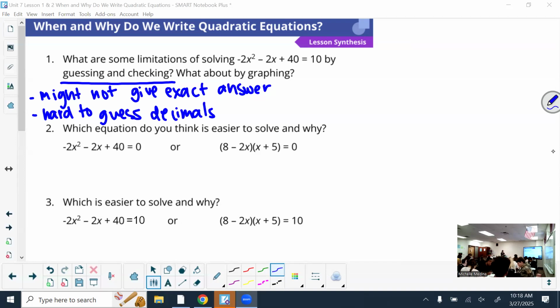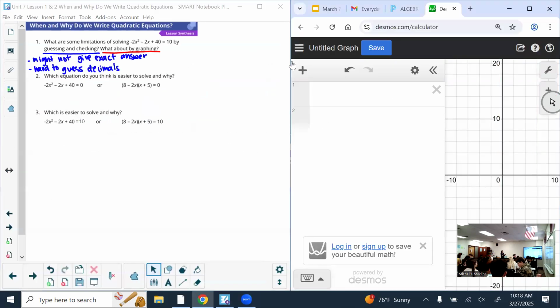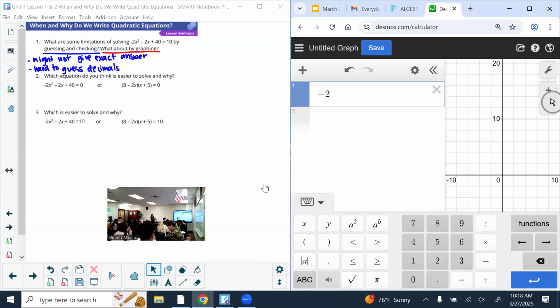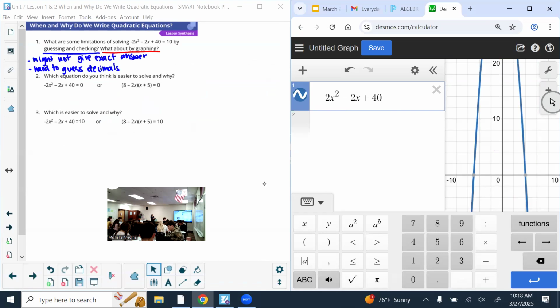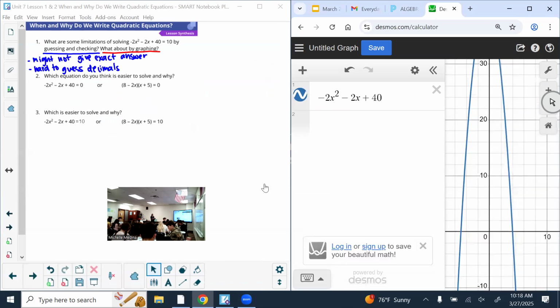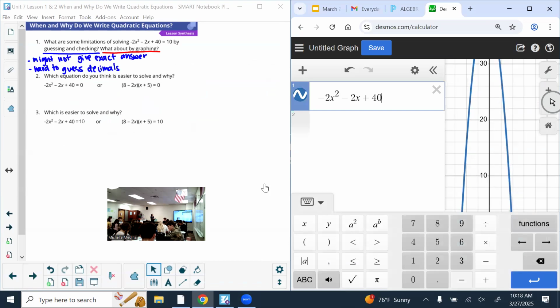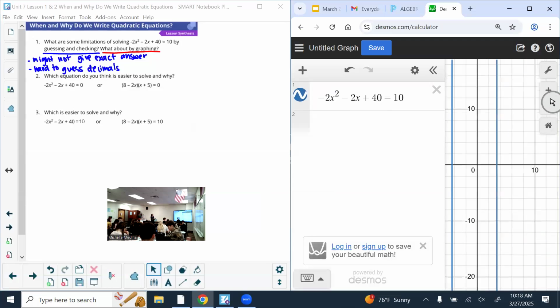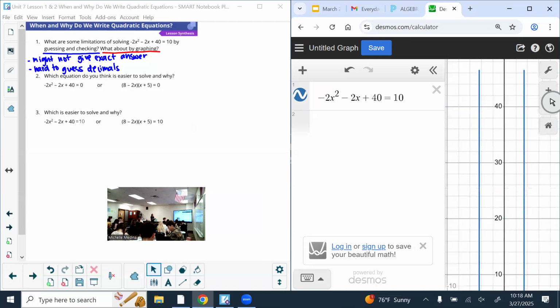Now for graphing, let's see what this one looks like graphed. Negative 2x squared minus 2x plus 40. And here, when it's just up to that point, it gives me a nice U shape. But they're not putting it equal to 0, they're putting it equal to 10. So look at that graph. What are some limitations about this graph?